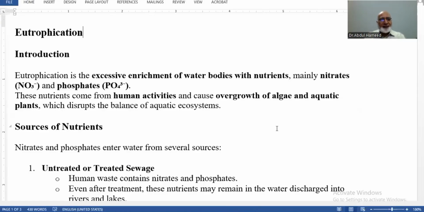The details of this topic are from the level and curricula of O level only, not beyond that level. But other students, for example FSc students and A-level students, may benefit from it, although the details are of only O-level syllabi. So eutrophication is the excessive enrichment of water bodies with nutrients, mainly nitrates and phosphates. These nutrients come from human activities and cause overgrowth of algae and aquatic plants.